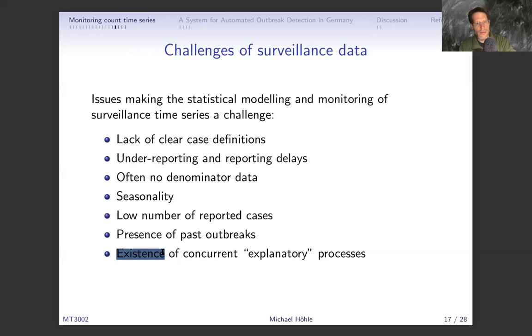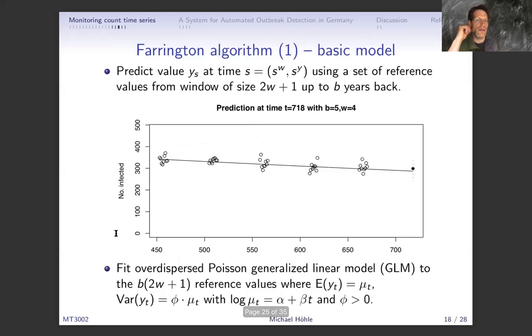Maybe also one issue is the presence of past outbreaks. So in the past you had outbreaks, and of course, if you use that in a baseline, that's going to inflate it, and so on. These are just some aspects which are worth looking at.